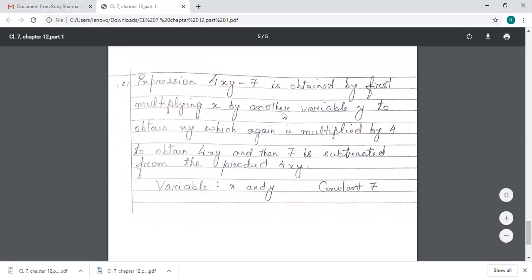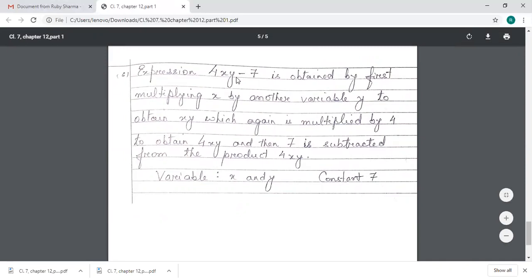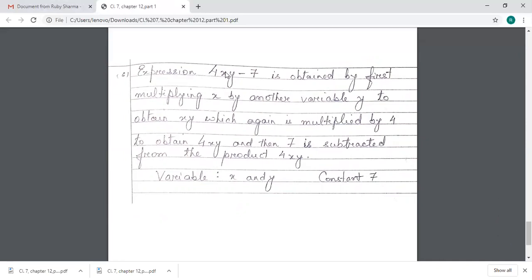Now I have the last expression, 4xy minus 7. So how do you obtain this expression? First, we multiply the variable x by another variable. Here, two different variables are involved. So we multiply x by another variable, y, and we get the product xy, which is then multiplied by 4. And then we subtract 7 from this product, 4xy.